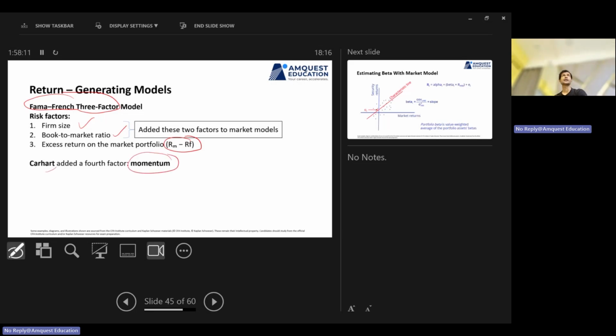Carhart had also added one more factor called the momentum factor. Clear? So this is called the 3-factor model. Please remember the 3 factors: firm size, book to market ratio, and the excess return that you're going to add on the market portfolio. That means the difference between the market return and the risk-free rate of return.